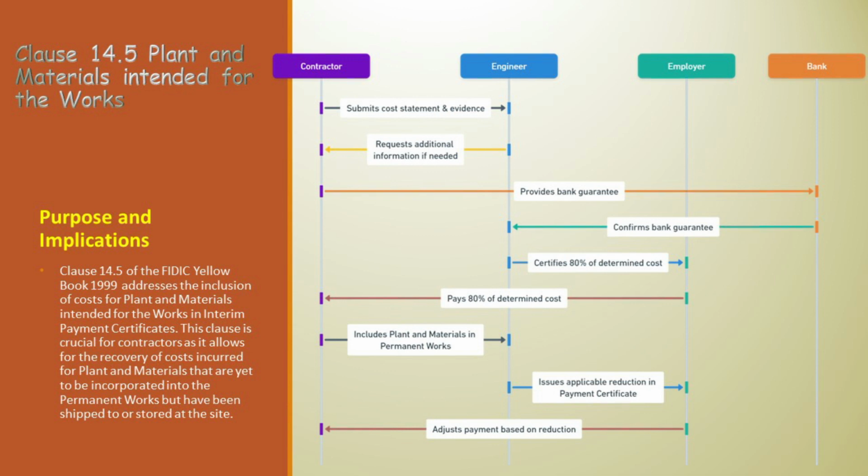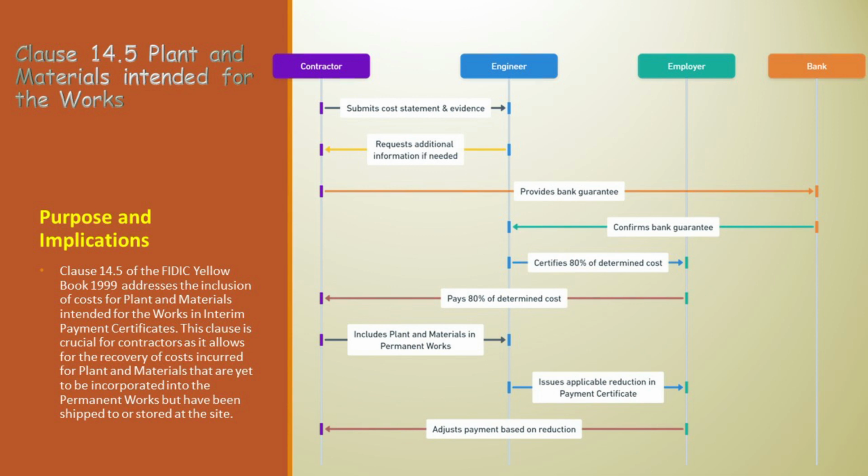The process begins with the contractor's proactive step. The contractor submits a detailed cost statement and supporting evidence to the engineer, encompassing records of orders, receipts, costs, and usage of plant and materials. 2. Engineer's request for information. The engineer plays a critical role in verification. If necessary, the engineer may request additional information from the contractor to verify the details of the submission.